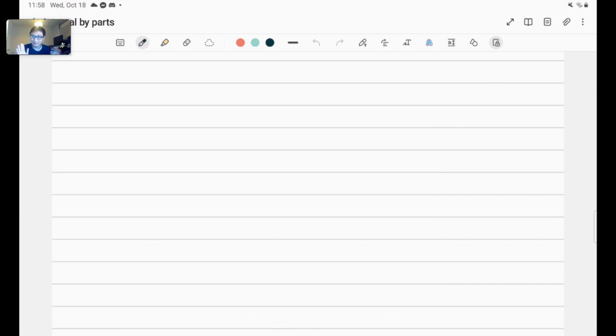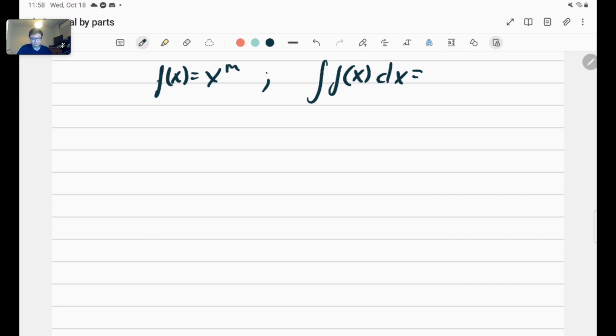So let's take a short period of time. We are just reviewing back to the integrals that we have done up until this point, and so let's do the integral for the function f of x is equal to x to the power of m, and the question is what this integral is equal to. So feel free to pause the video and try it by yourself.